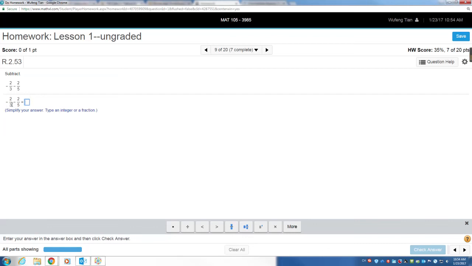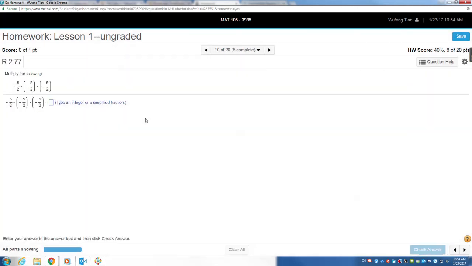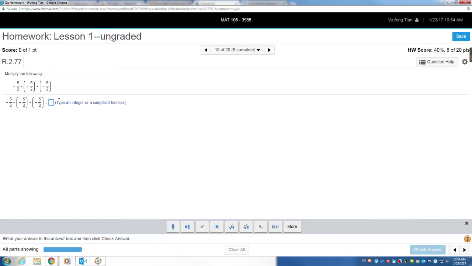Common denominator, the denominator is 15. So I know the denominator is 15. And the numerator is negative 2 times 5 is 10, negative 2 times 3 is 6. 6 plus 10 is 16. And I have a negative sign in front. And negative is negative. And 5 times 5 times 5 is 125. 2 times 2 times 2 is 8.